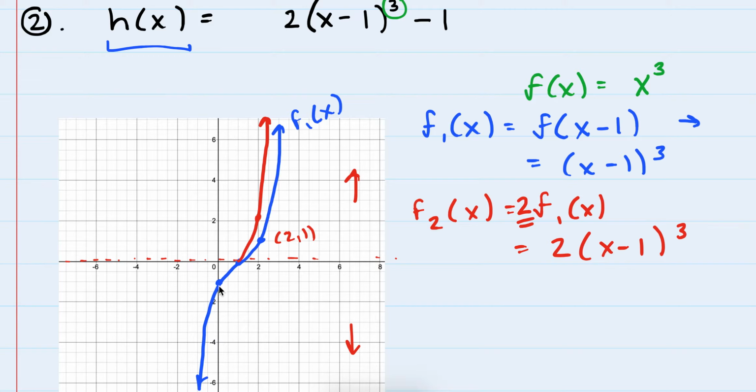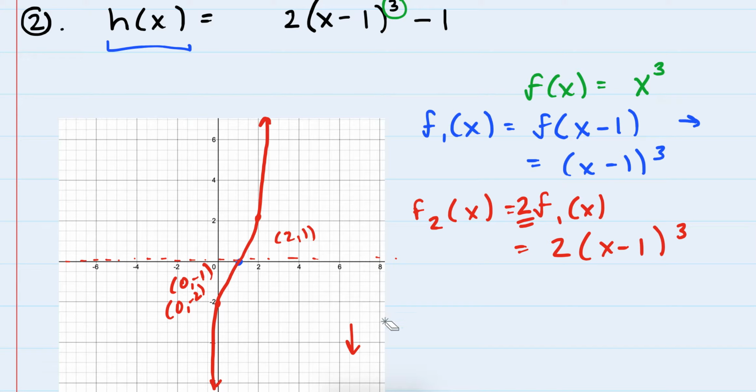And this point is (0, negative 1). If I multiply it by 2, it goes to (0, negative 2), which is right here. So I'm going to go like that. And now we can erase our function f1. Okay, great. So now we've taken care of all of this.